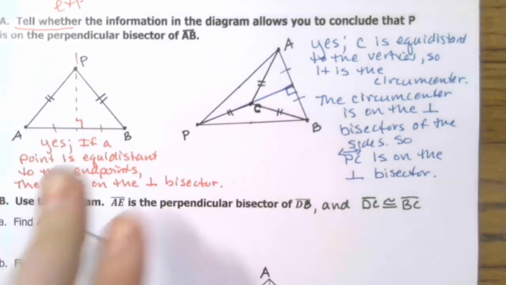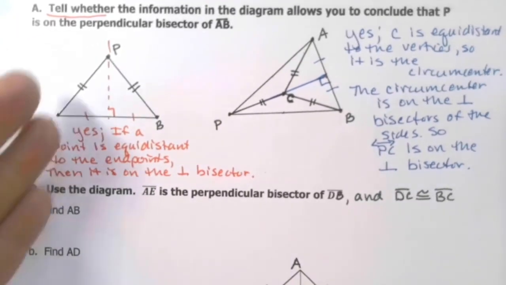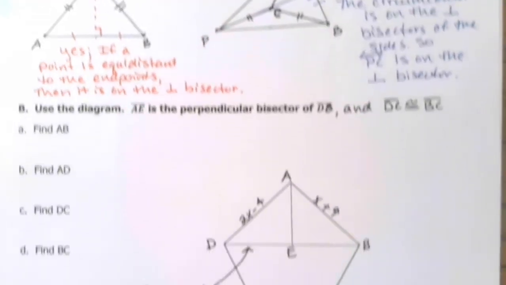So see how you had to kind of construct the perpendicular bisector to make sense of it? You're going to be doing that a lot on your homework, adding construction lines that are not there in the diagram but are true nonetheless. All right, part B, here we go.